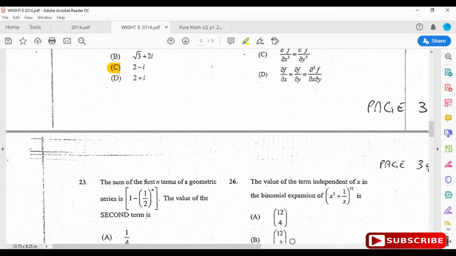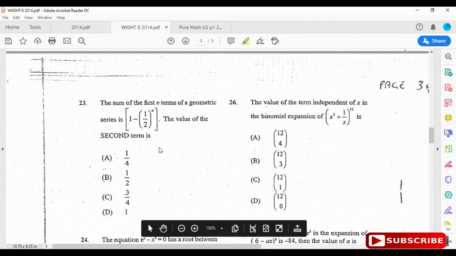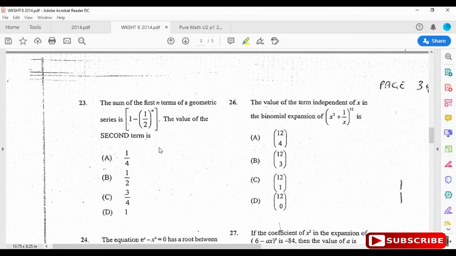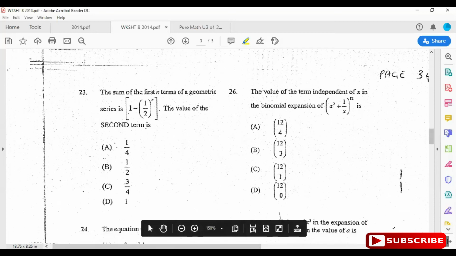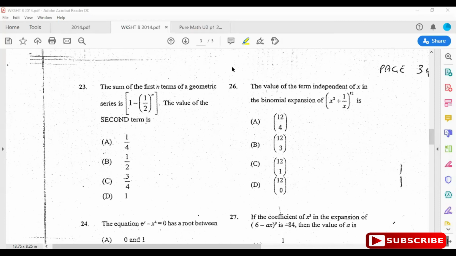All right. So now we're more than halfway through the paper. We're at the halfway stage for this paper. So the sum of the first n terms of a geometric series. Now, you want the sum of n terms, so that's Sn. Sn is equal to 1 minus a half to the n. That's what they're telling us.